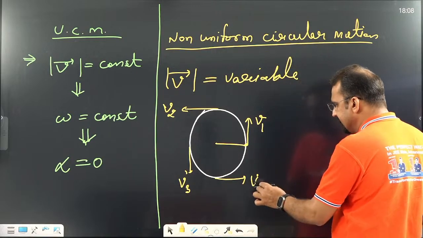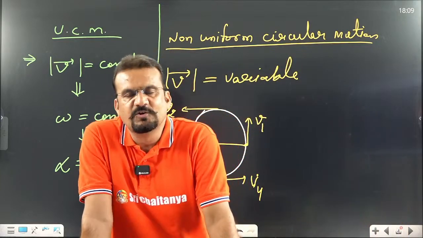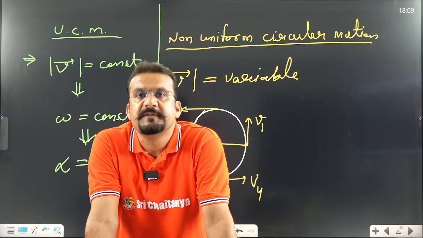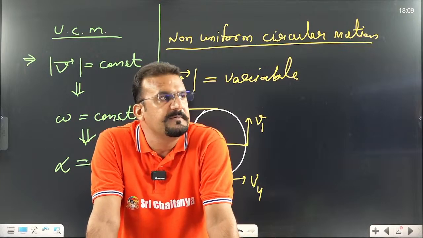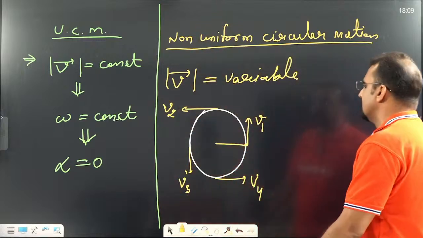What is the meaning of that? Speed is variable, not velocity. Velocity is always variable, whatever circular motion it may be. But speed is variable in this case. Whenever speed is variable, that is called non-uniform circular motion.